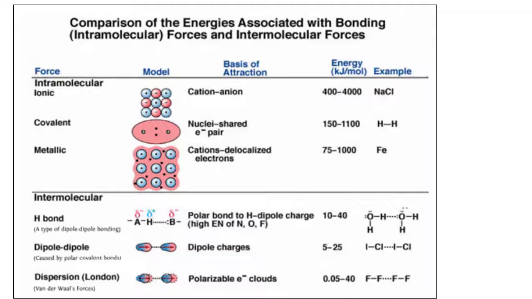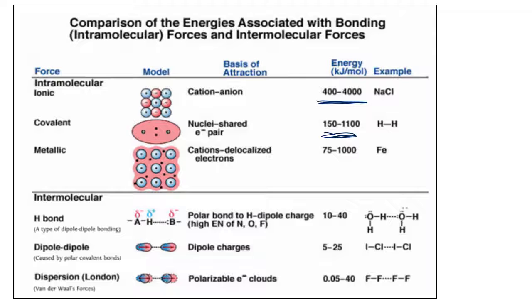So this is a diagram further reinforcing that and comparing the energies. For ionic bonds, which are intramolecular, between ions, we're looking at about 400 to 4,000 kilojoules to break those bonds, so quite a lot of energy. Covalent bonds, for example between hydrogen atoms in the hydrogen molecule, again high energy, 1,100.